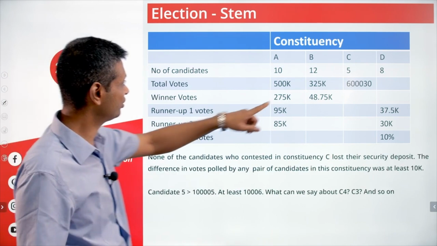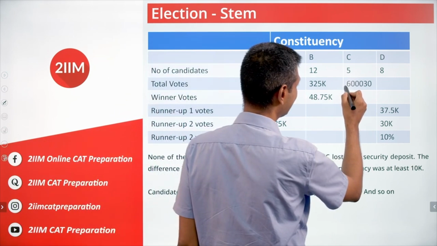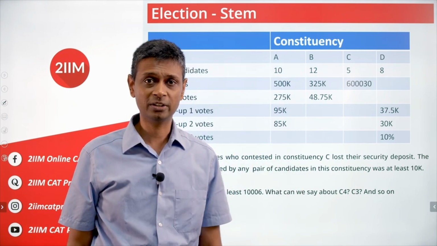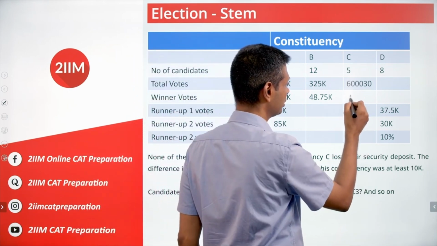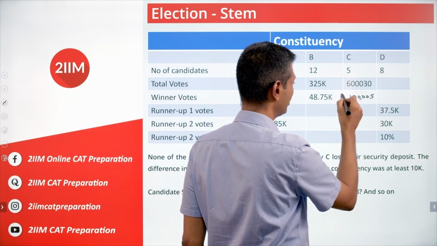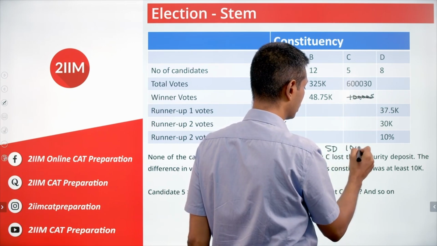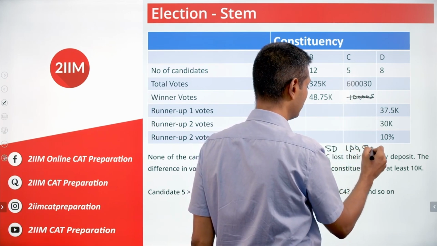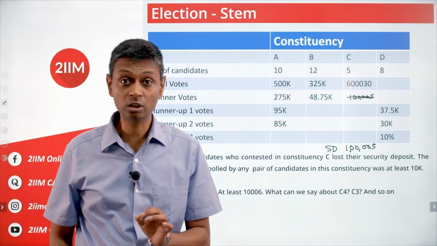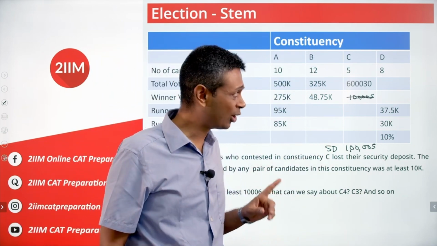So this is candidates C. 1/6 of this. 1/6 of 6,30,000. 1/6 of 6 lakh is 1 lakh. 1/6 of 30 is 5. So the security deposit number is 1 lakh and 5. That's a security. I'm not saying that's a winner number. The security deposit number is 1,05,000. Nobody lost their security deposit. That means everyone won more than 1,05,000.